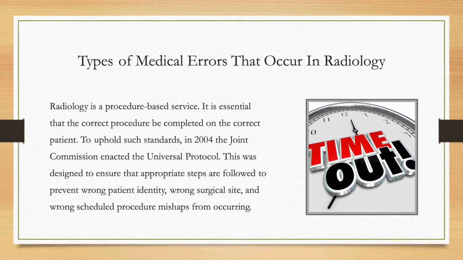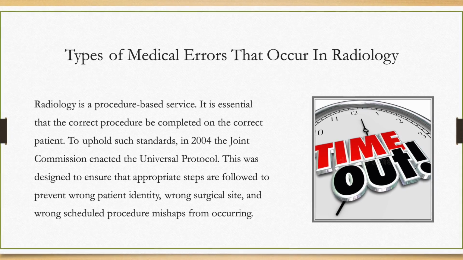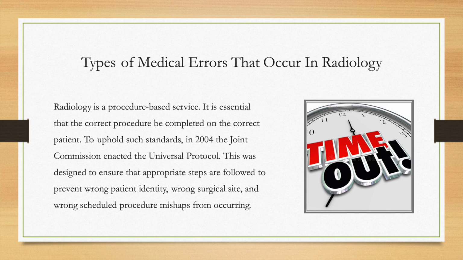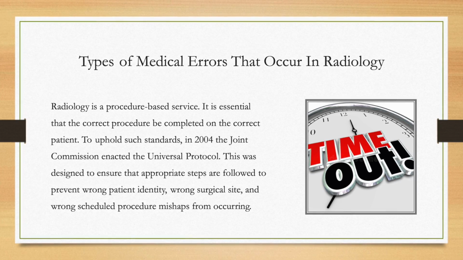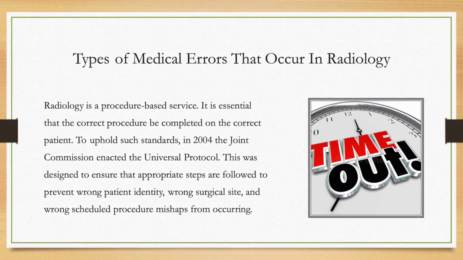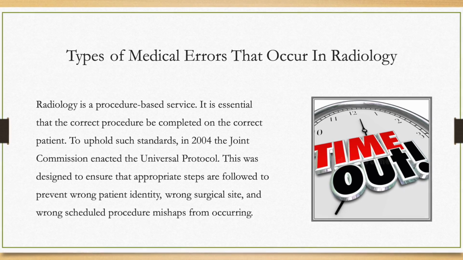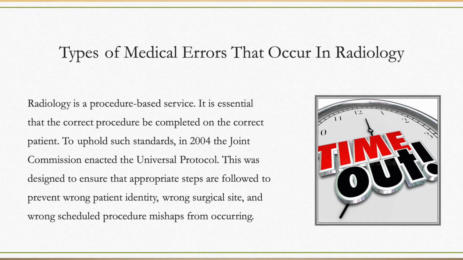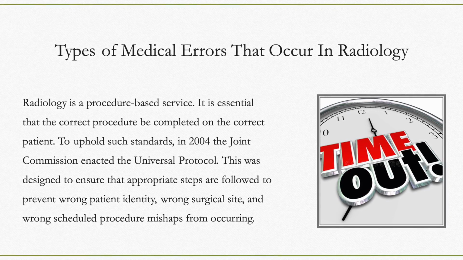Types of medical errors that occur in radiology. Radiology is a procedure-based service. It is essential that the correct procedure be completed on the correct patient. To uphold such standards, in 2004, the Joint Commission enacted the Universal Protocol. This was designed to ensure that appropriate steps are followed to prevent wrong patient identity, wrong surgical site, and wrong scheduled procedure mishaps from occurring.